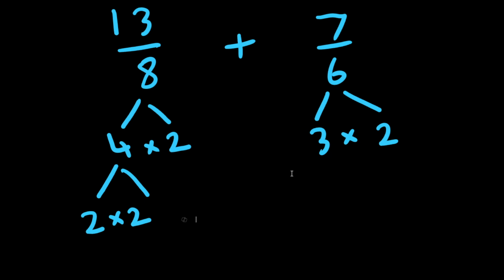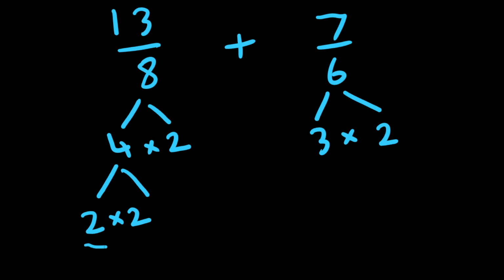We consider the 2. Same thing with 3. We can't really break it down other than 3 times 1. But anything times 1 is itself, so that's not going to help us. So we can stop there. And same thing with the 2. That would just be 2 times 1. We can't break down these numbers anymore.